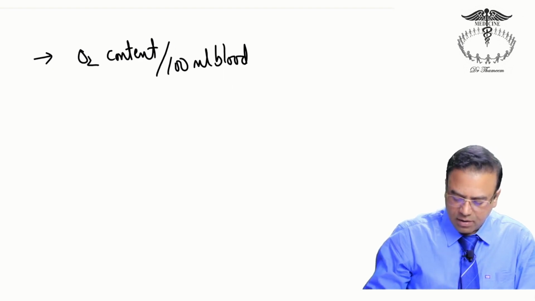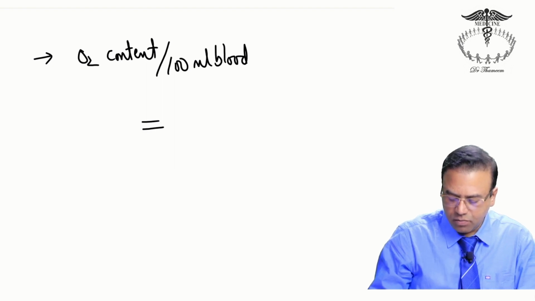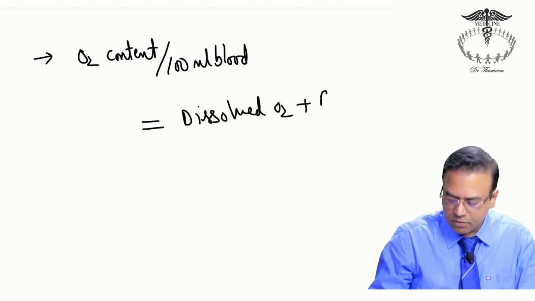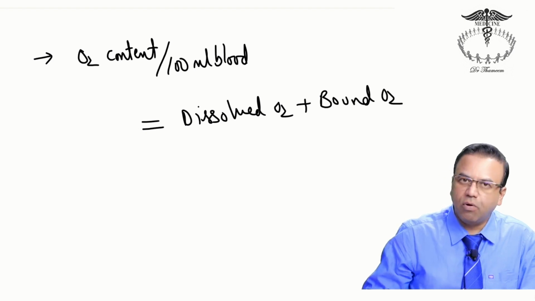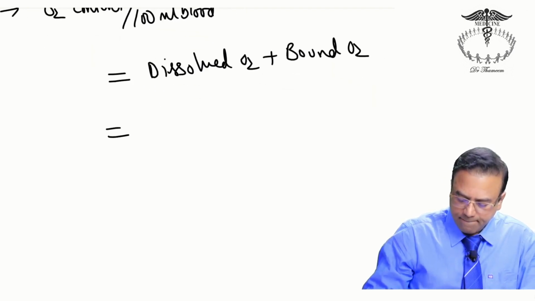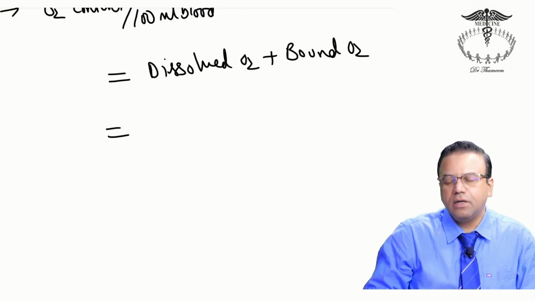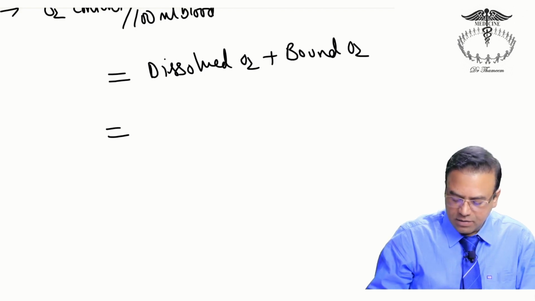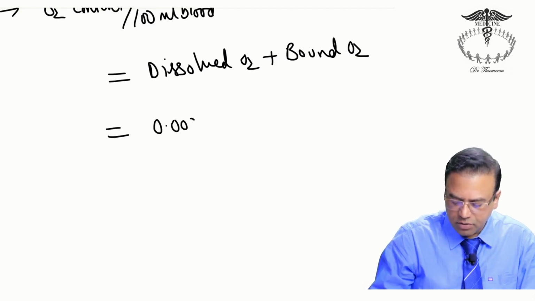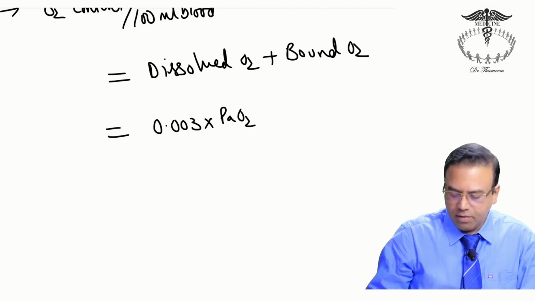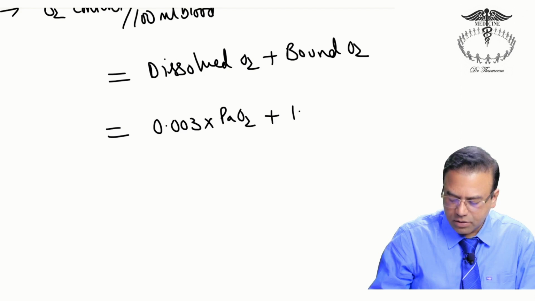How that comes about is, we divide the oxygen content of 100 ml of blood into dissolved oxygen plus bound oxygen. What is dissolved oxygen? As I explained to you already, the partial pressure of arterial oxygen gives a good idea about how much is the dissolved oxygen, and this is the formula we have: 0.003 ml per mmHg of PaO2, plus the bound oxygen, which is 1.34 times hemoglobin times saturation of hemoglobin.